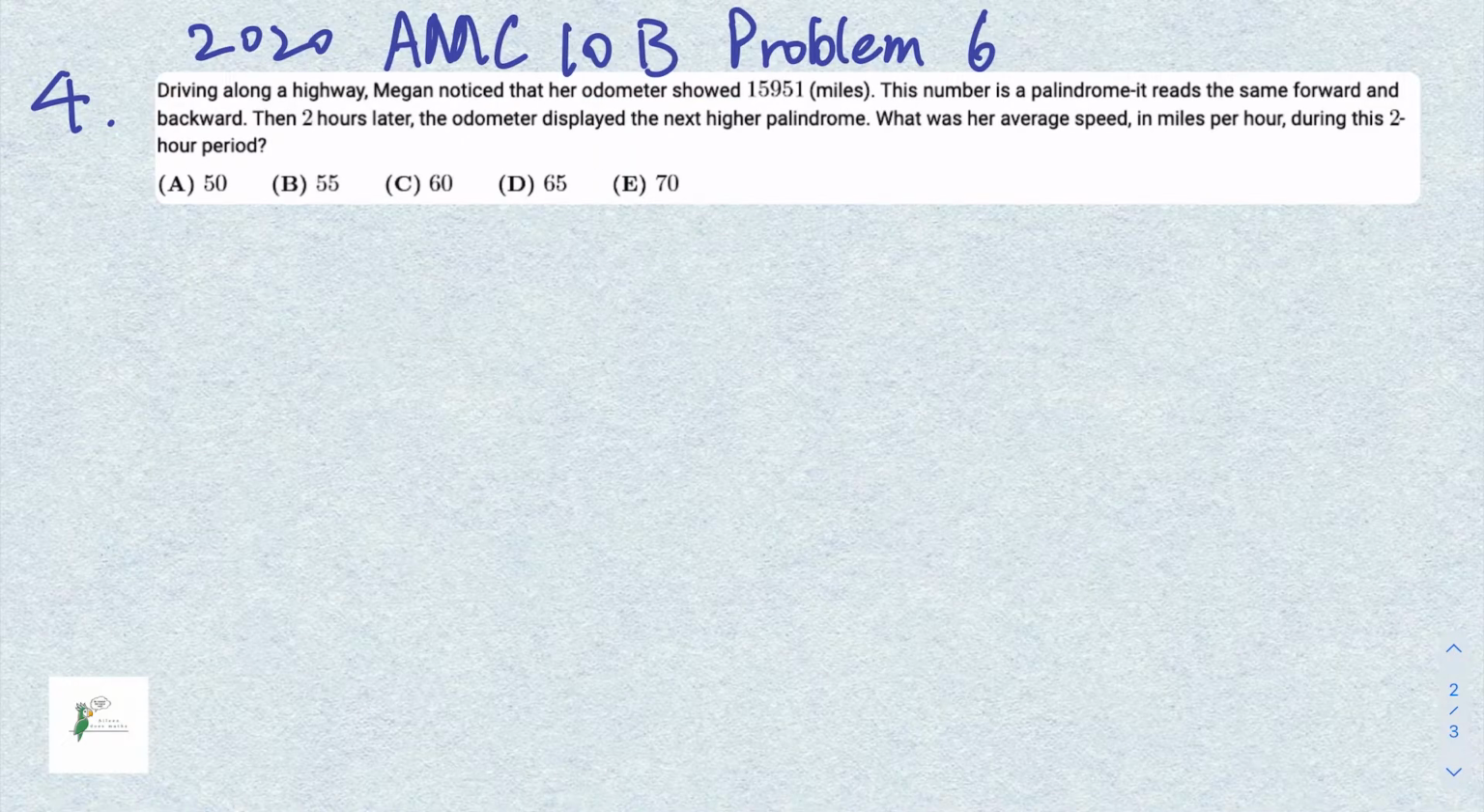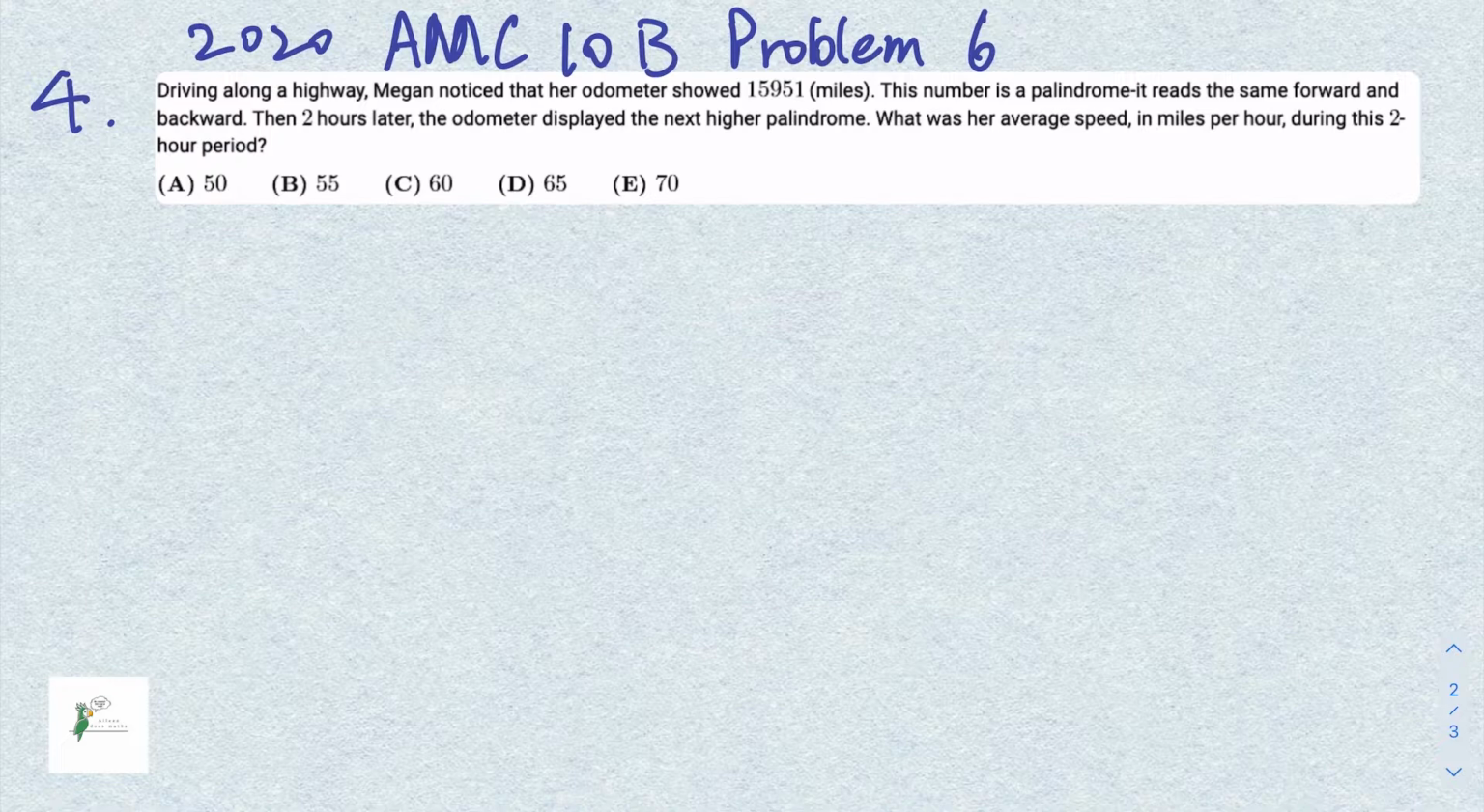Okay, let's look at a question from 2020 AMC 10, problem 6. This is quite a recent problem, and I will be explaining how I did this during the contest. So, driving along a highway, Megan noticed that her odometer showed 15,951 miles.